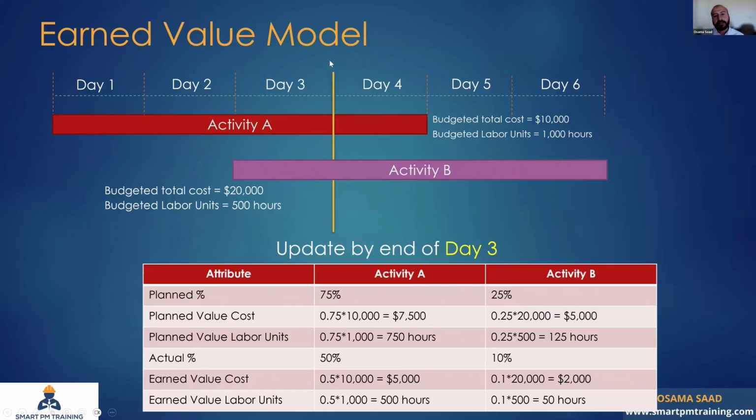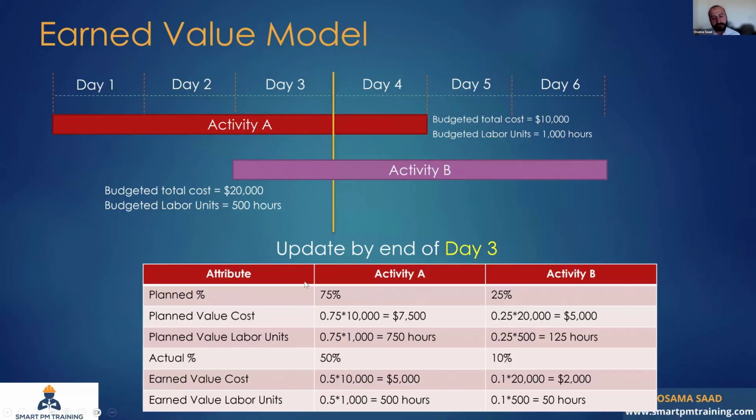I am doing my progress update at the end of day 3, and I want to calculate the earned value or evaluate progress at the end of day 3 using the EVM, earned value management. The earned value management has several attributes. The most important ones are the planned percentage. What is the planned percentage on an activity level and on the project level?